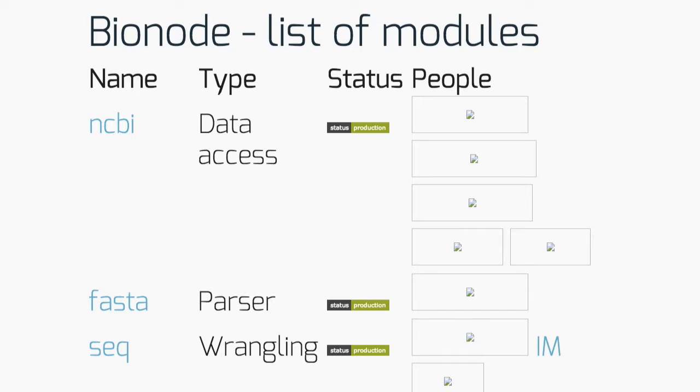We are working on a lot of modules. Some of them are mostly feature complete, although they can still be improved. The Bynode NCBI was one that I really needed to access things on NCBI, so that one is pretty much working. There's also the FASTA parser, and this FASTA parser can be used on the server, but also on the browser. There's a Bynode sec to do simple things like reverse complement. That was actually the first Bynode module because it was needed for the Afro project, the crowdsourcing web app.